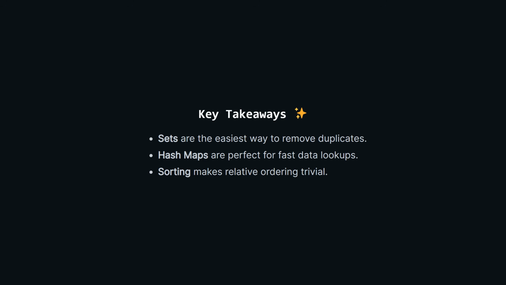Here are the main lessons to take away from this problem. Sets instantly fix duplicate data. Maps are incredible for looking things up later. And sorting is almost always the answer when dealing with relative sizes.